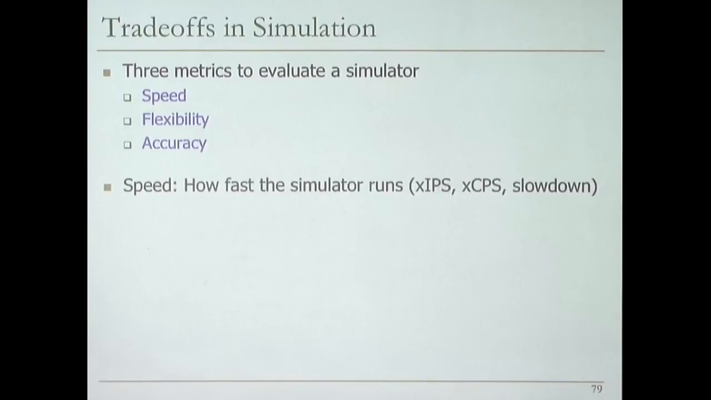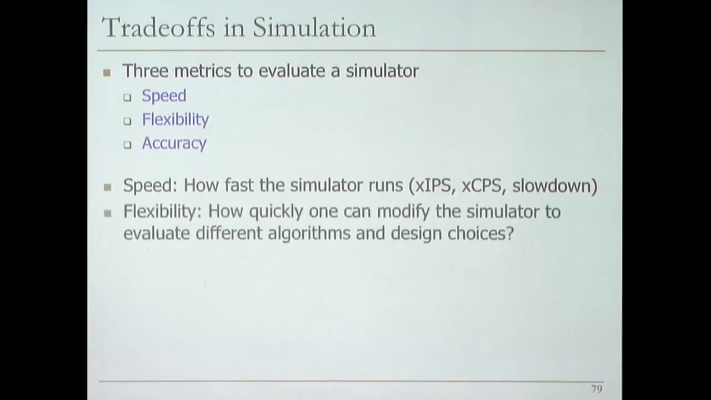So speed is how fast the simulator runs. It's instructions per second, for example, or cycles per second, or slowdown compared to a real system if you're actually trying to match the behavior of a real system, right? If your simulator is the same speed, like slows down by 1x compared to the real system, that's great, right? How do you do that? Again, you can win the Turing Award if you do that. Clearly, there's an overhead in simulation.